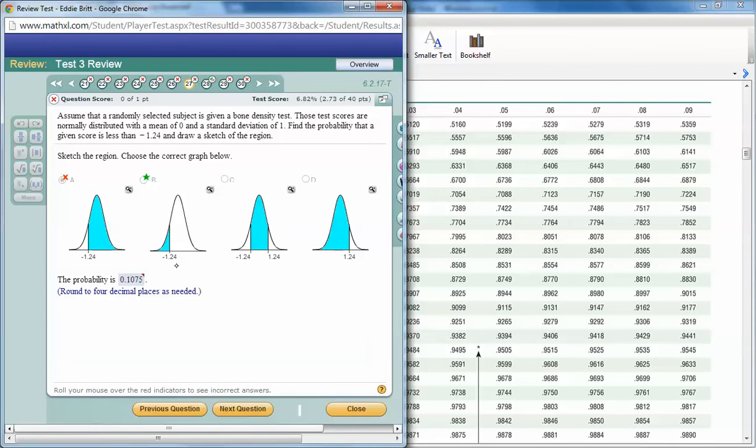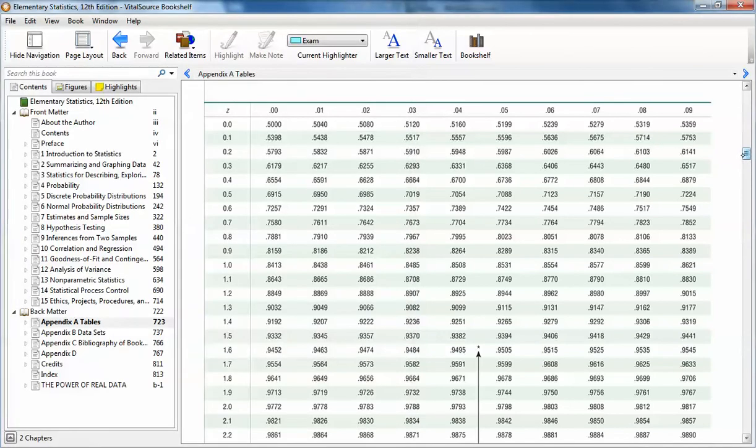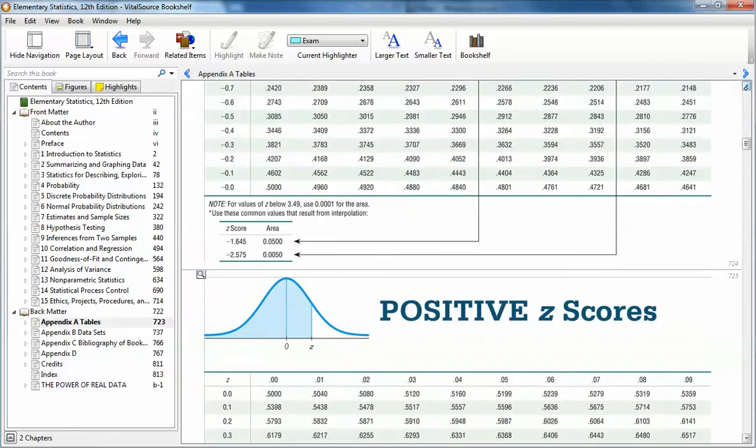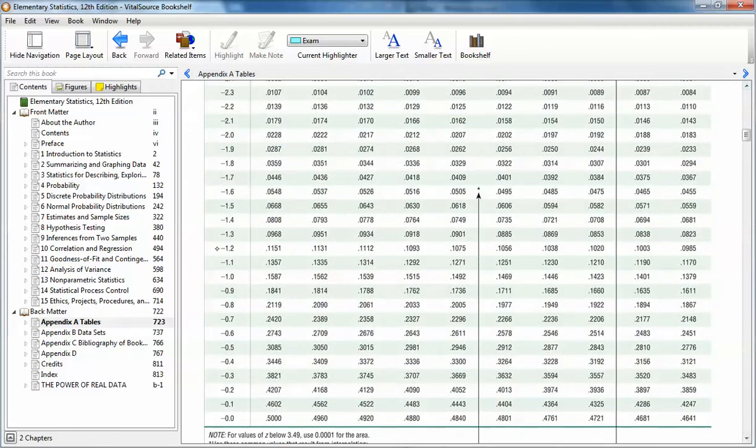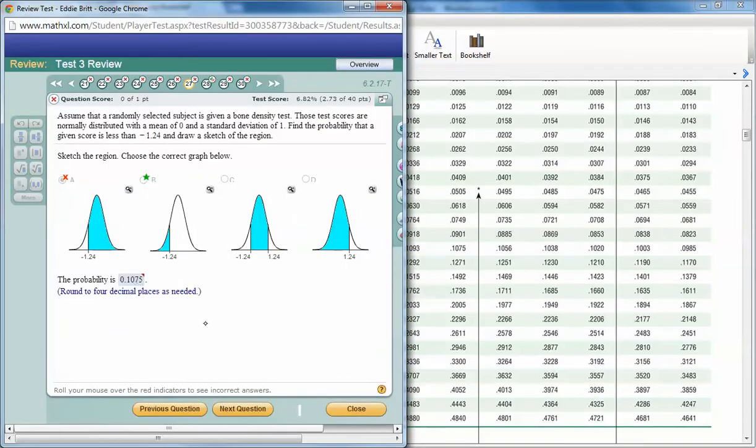And then to find the probability, you simply go to your table, and now we're not looking at areas, we're looking up negative 1.24 in our z-score chart. Negative 1.24. It's right here. 0.1075. And that's the answer to the second part of that question.